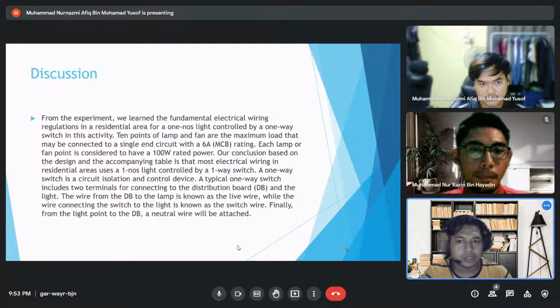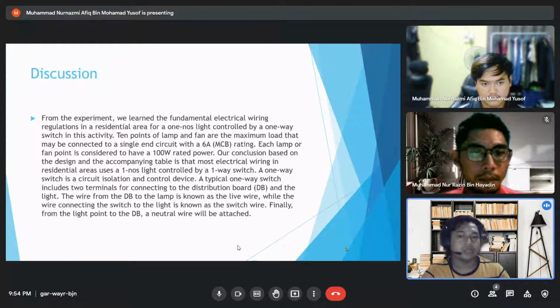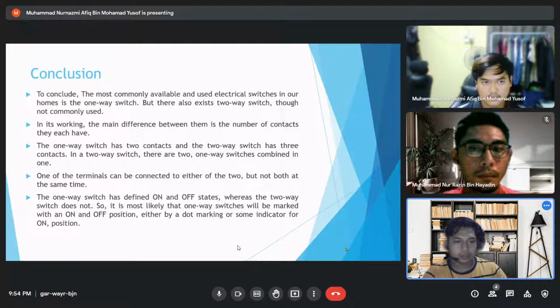A one-way switch is a circuit isolation and control device. A typical one-way switch includes two terminals for connecting to the distribution board, which is the DB, and the light. The wire from the DB to the lamp is known as the live wire, while the wire connecting the switch to the light is known as the switch wire. Finally, from the light point to the DB, a neutral wire will be attached. So that's all from me.